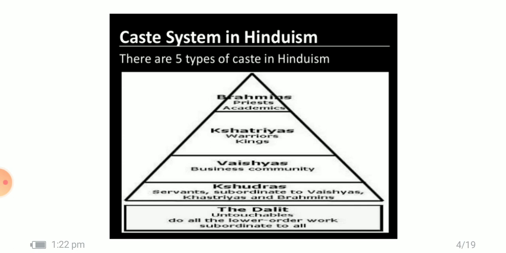from history we can also learn about the caste system in Hinduism. In ancient Indian society, there were 5 types of castes in Hinduism. At the top of the pyramid in this slide, you see the Brahmins, who used to be priests and academicians. Next we see Kshatriyas, who used to become kings, and Vaishyas, who took up business activities. Then Sudras, servants subordinate to Vaishyas, Kshatriyas and Brahmins, and the outcasts, Dalits, the untouchables class, are at the bottom of the pyramid.